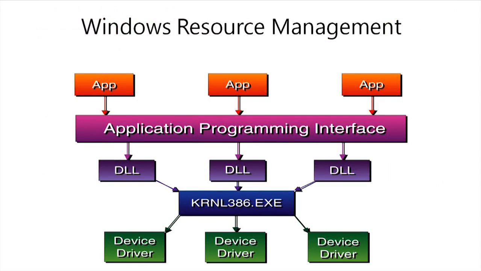Windows Resource Management. We have apps that talk to the Application Program Interface, or an API. It's a set of routines that do things and translate things. And then they talk to DLLs, which are dynamically loaded libraries. So we're talking about Windows here, obviously. And then we have a 386 kernel, kernel386.exe, which does the abstraction to and from the device drivers, which actually translate into hardware commands. So the device drivers actually map memory and things like that. They actually deliver commands to the hardware.